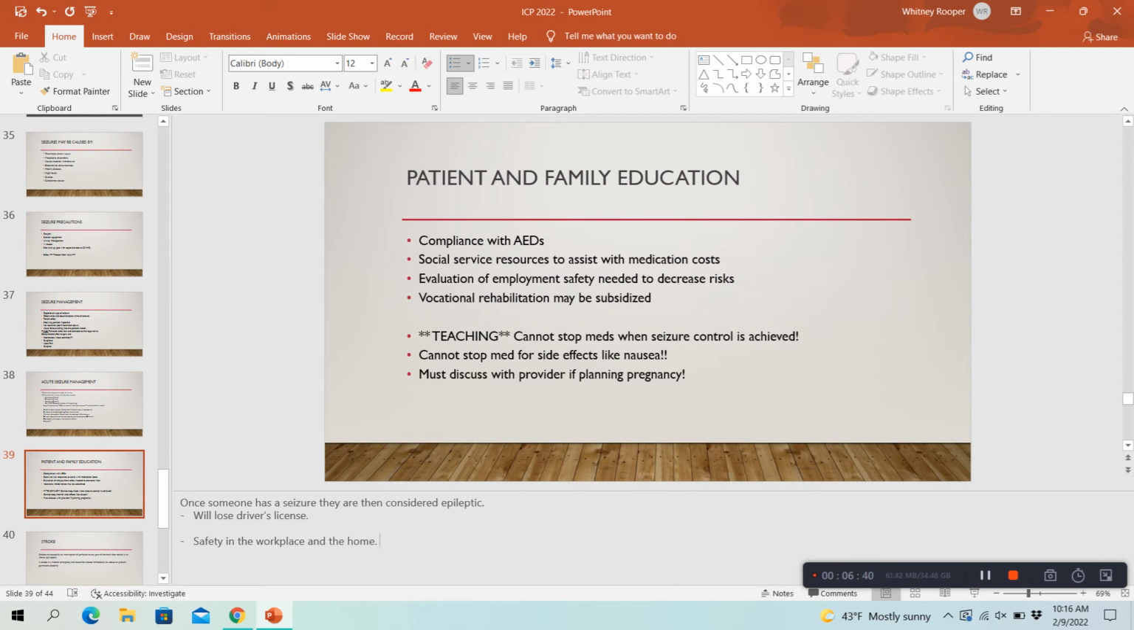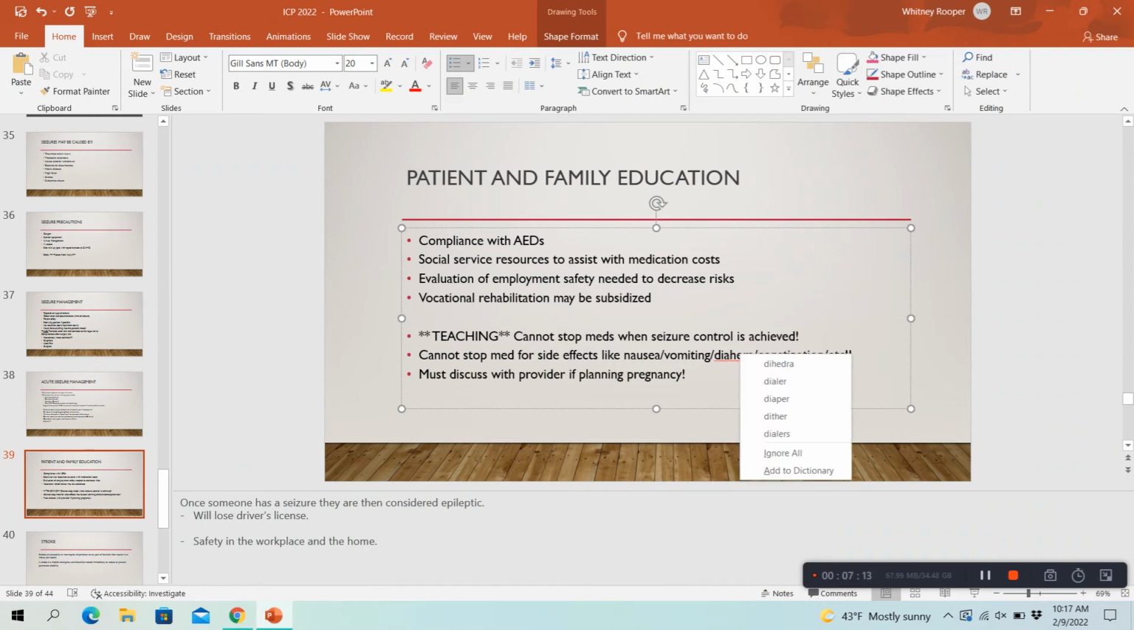They cannot stop their meds once control is achieved. They can't just abruptly stop these medications. They cannot stop them for the side effects of nausea, vomiting, diarrhea, constipation, which goes along with every medication in the world. Okay? You just give them an antiemetic to go along with it, right? A lot of these cannot be taken if you're going to have a child.